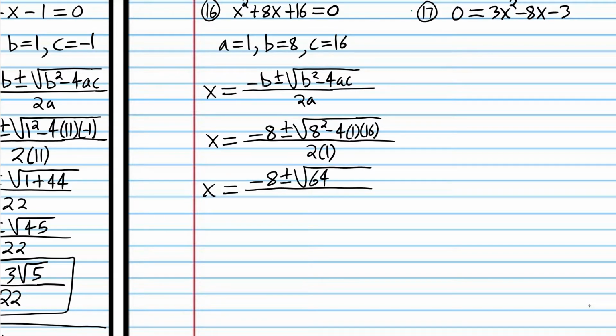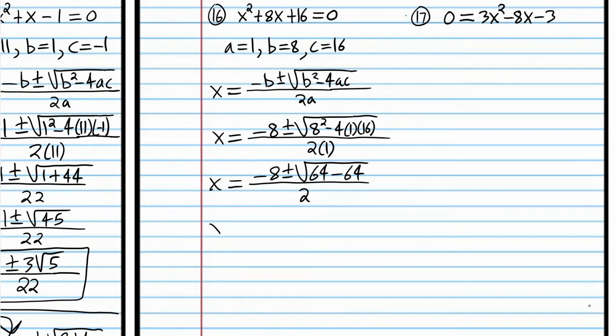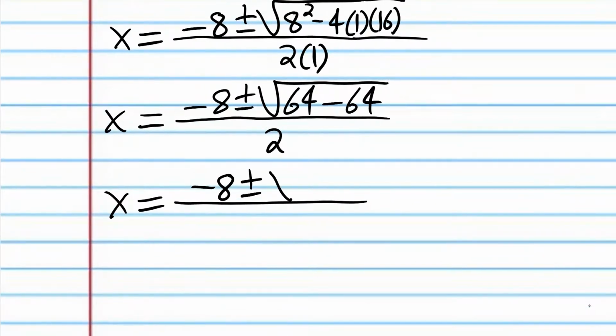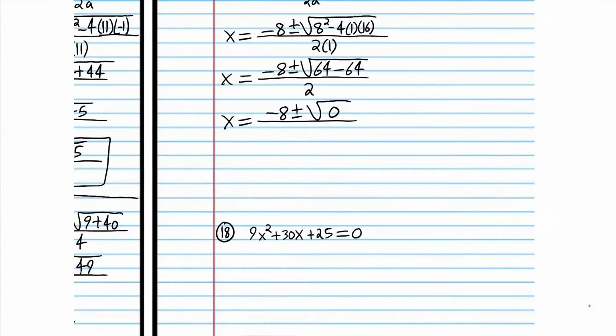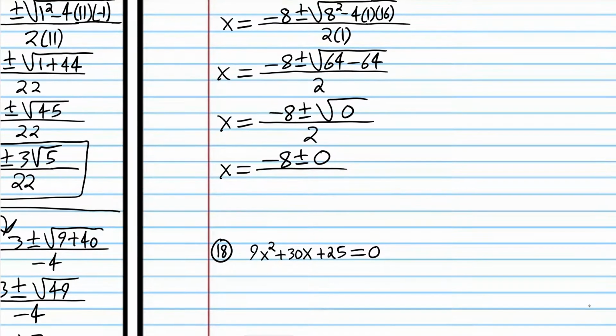And we get 64, and -4 times 1 is -4, -4 times 16 is -64. Now do you see what happens inside this root here? 64 minus 64 is just 0. Now it's very important to understand that, well, obviously square root 0 is 0. So we have 8 plus or minus 0 over 2.